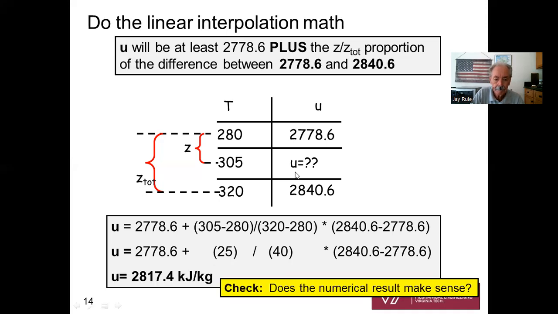Okay, so there's our approach. If we plug and chug, we do the math here, and we get a number, 2817.4. That's the linear interpolation. And let's check, does this numerical result make sense? Imagine how quickly you can do that just in your head, if you're taking a quiz or a test. You can still do this quickly by looking with your eyes. That makes sense to me. 2817 is in between these two numbers. I'm going to blast ahead. If it's not, I'm going to go back and reinvest some time in doing my math correctly.